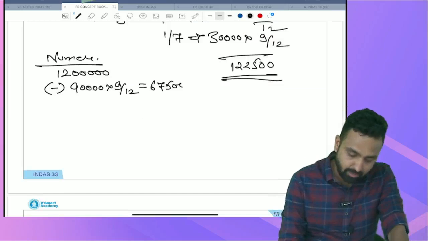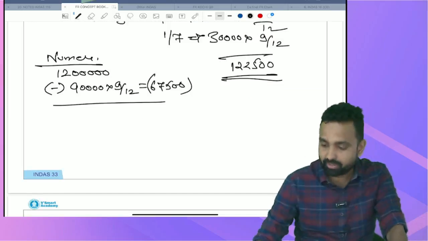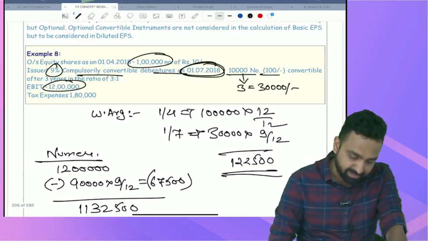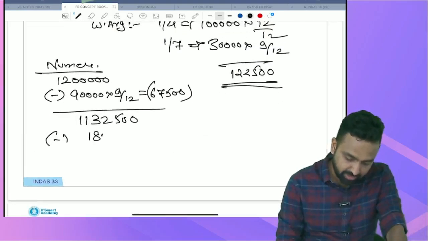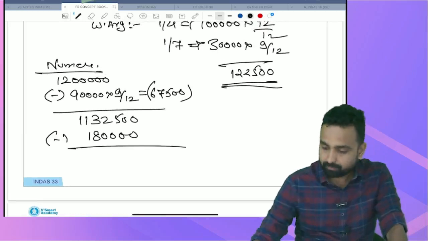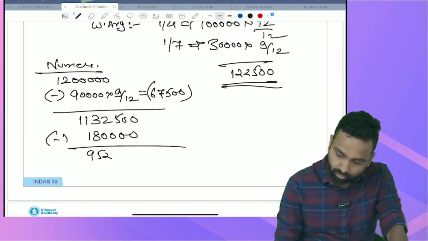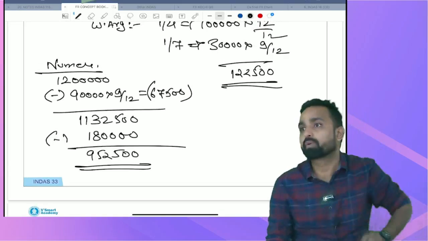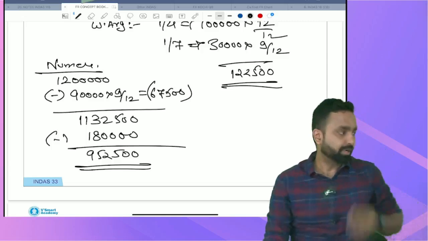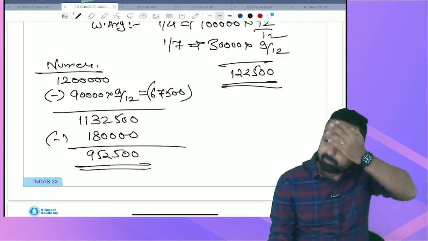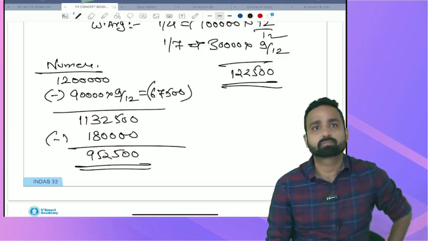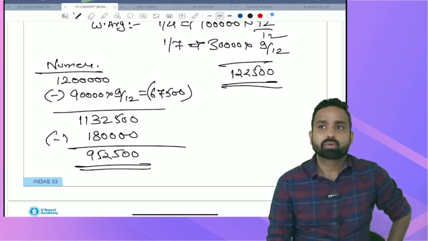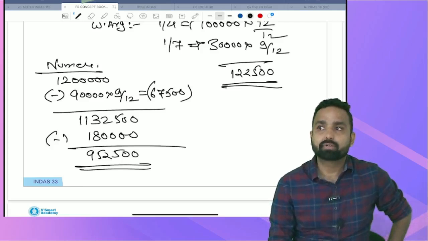That is 67,500. Now, what is the net? 12 lakh minus 67,500. It's 1132,500. What is the tax rate? There is no tax rate. This is 180 tax expense directly. So 952,500.